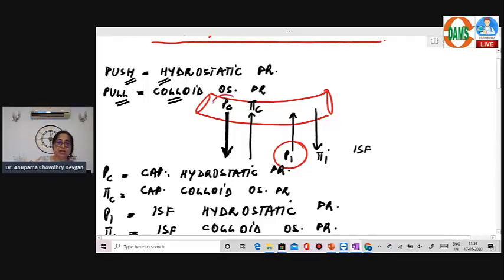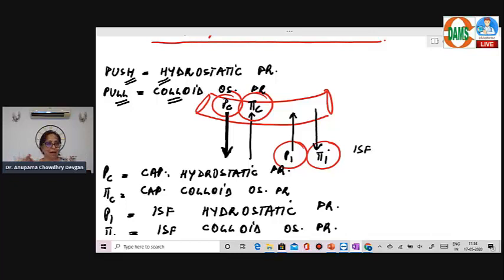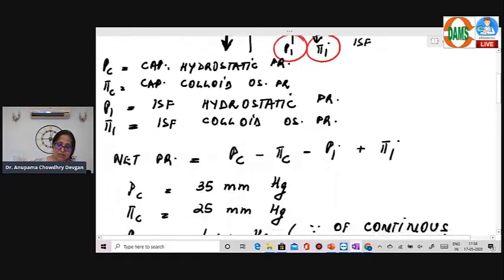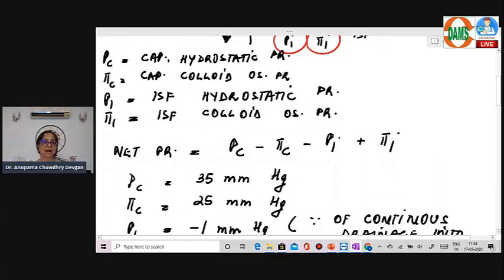PC, appreciate the direction of arrows. PC will push the fluid from the capillary into the interstitial space. PI will push it back. Pi C is the colloid osmotic pressure in the capillary, which will pull the fluid back into the capillary. Pi I will pull the fluid towards the interstitium. So appreciate the direction of arrows. PC is the largest force. This is taken as positive. Pi C opposes PC, so minus. PI opposes PC, so minus. Pi I is in the same direction as PC, so plus. Net force is PC minus Pi C minus PI plus Pi I.